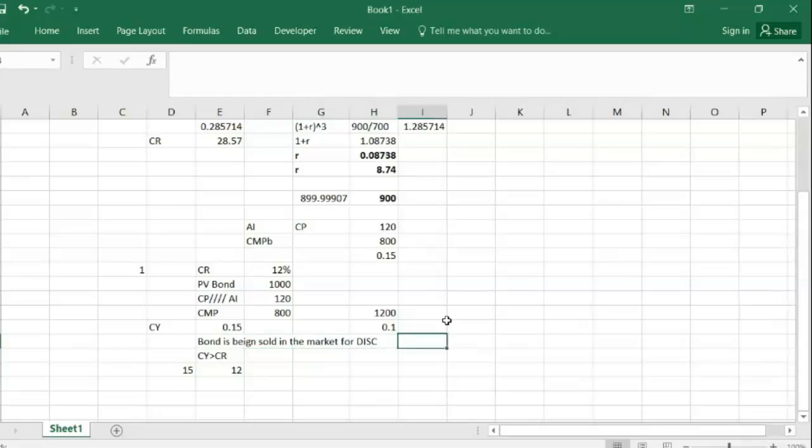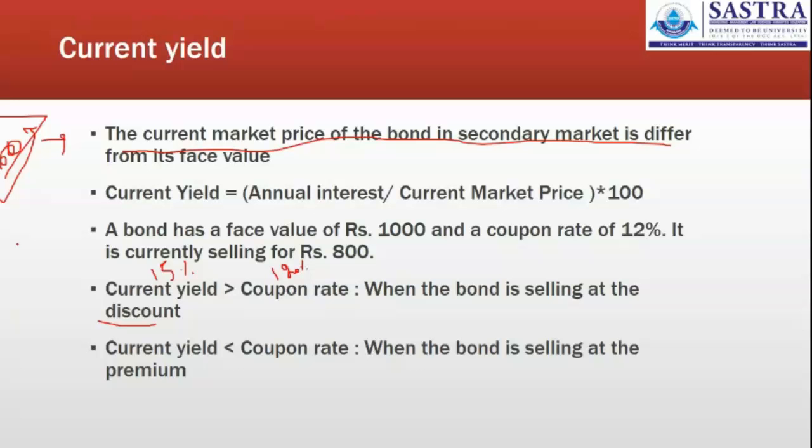In the second example, the current yield is lesser than the coupon rate. At that time, we can say the instrument is being sold in the market at a premium price. The current yield is 10%, the coupon rate is 12%. We can say it is available at a premium.